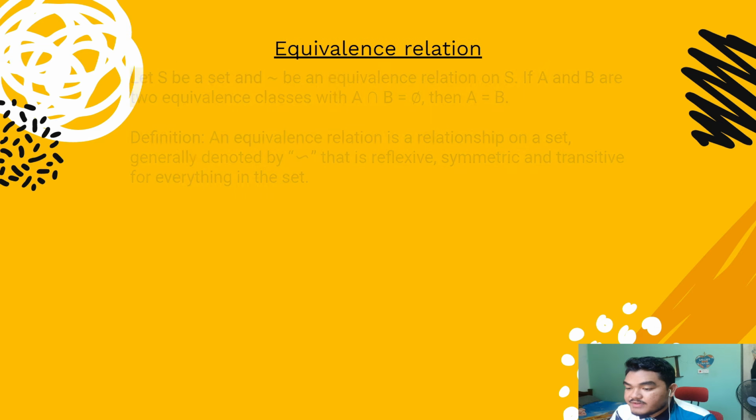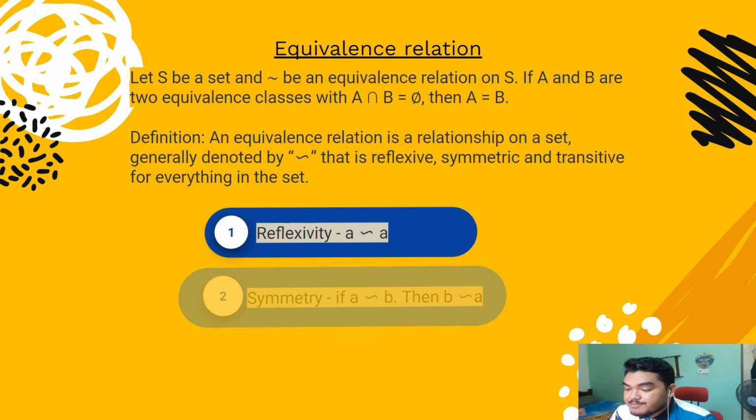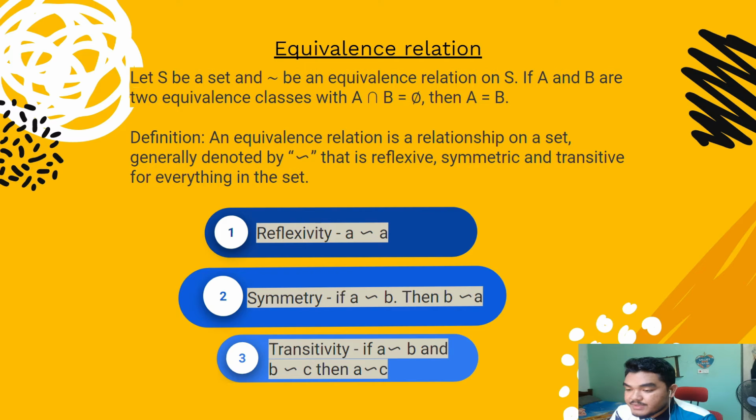That is the equivalence relation. Let S be a set and ~ be an equivalence relation on S. If A and B are two equivalence classes with A intersect B not equal to the empty set, then A is equal to B. The definition of an equivalence relation is a relation on a set, generally denoted by ~, that is reflexive, symmetric, and transitive for everything in the set.